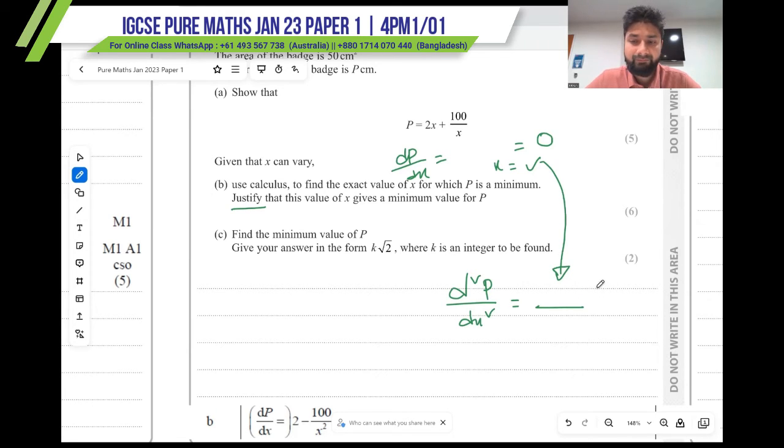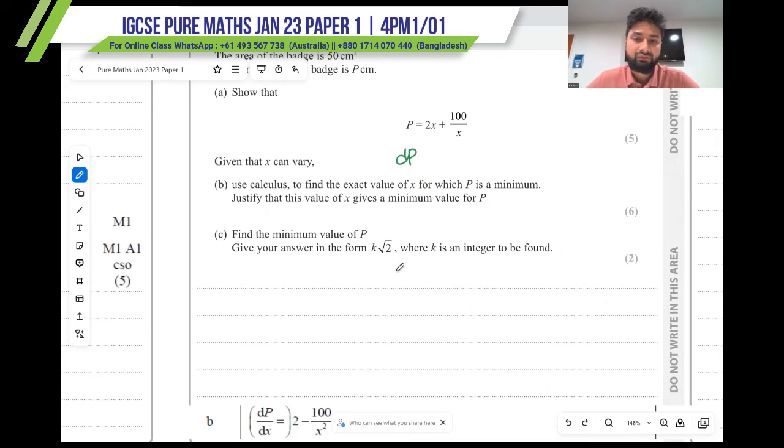If the final result is more than 0, that is positive, that means I can say it's a minimum value. If the final result is negative, that means less than 0, so I can say it's a maximum value. Let's start solving this math. So first of all, we have to differentiate P's equation. So let's write P, but instead of writing x on the denominator, I will write it like this.